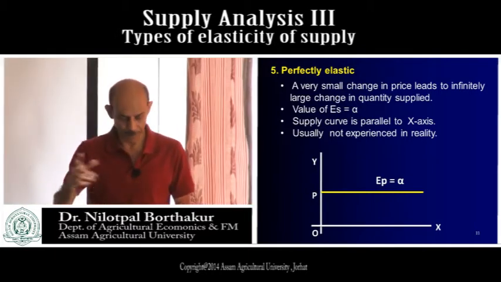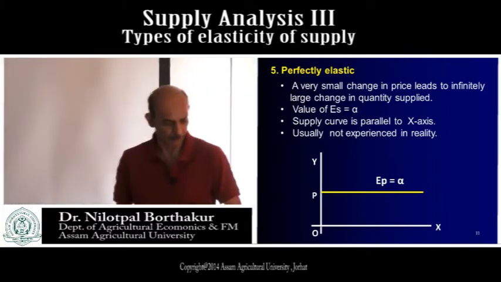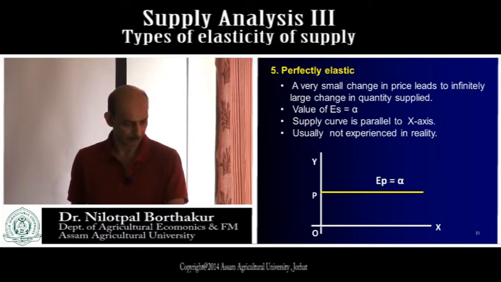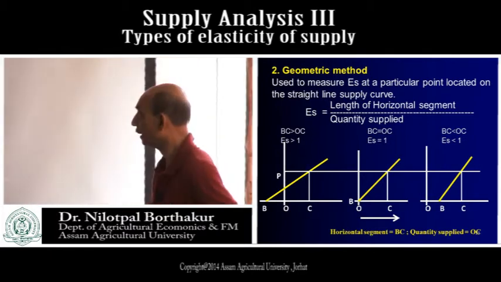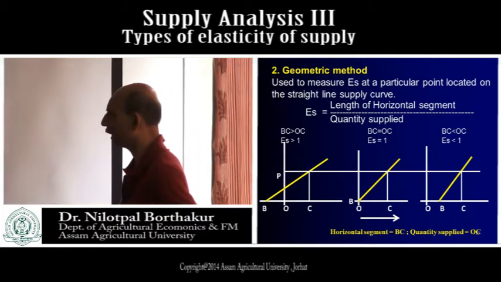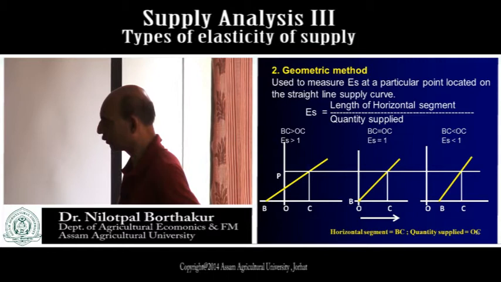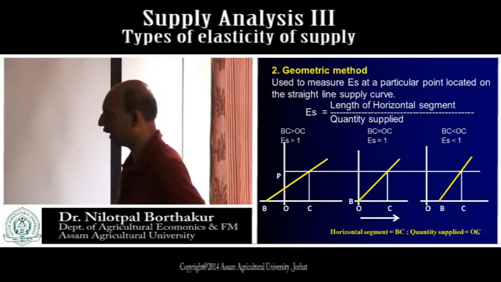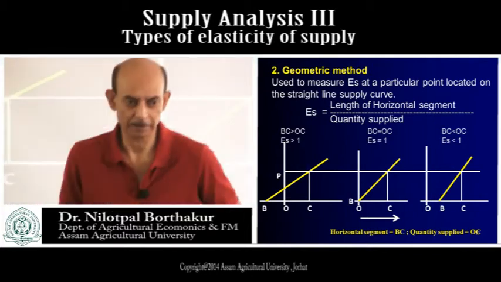This is the percentage method we had already discussed. There are two methods: the percentage or proportionate method, and the geometric or point method. The percentage method we had already written, so I can skip it. This is the geometric method. Here, it is the length of the horizontal segment divided by the quantity supplied. So this is a supply curve. We extend it to the left so that it intersects the x-axis, and we estimate the length of this horizontal segment as well as the quantity supplied.